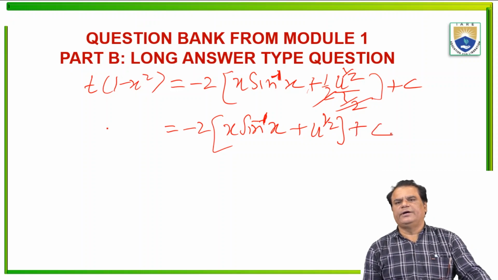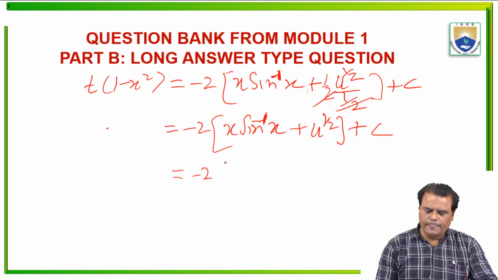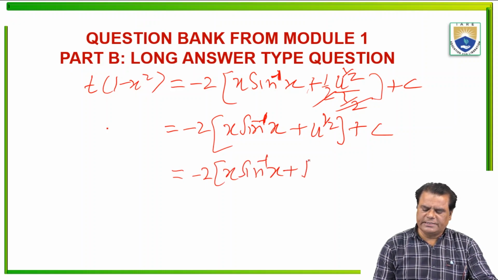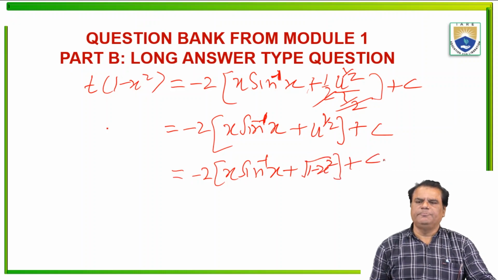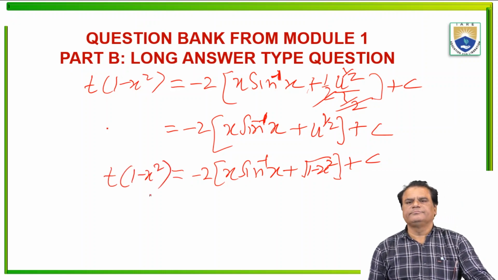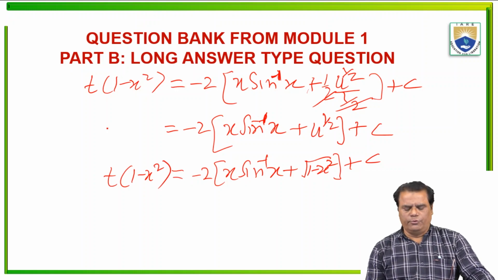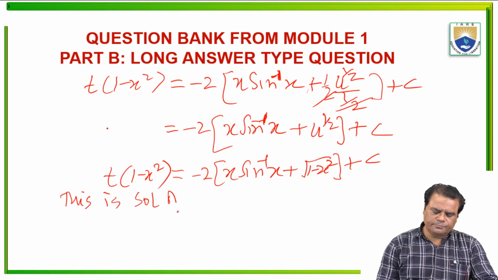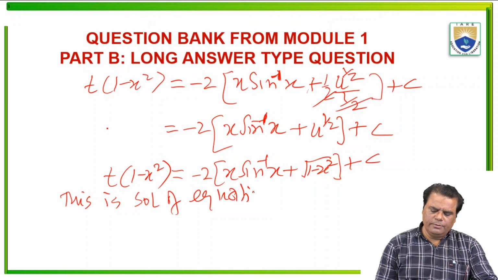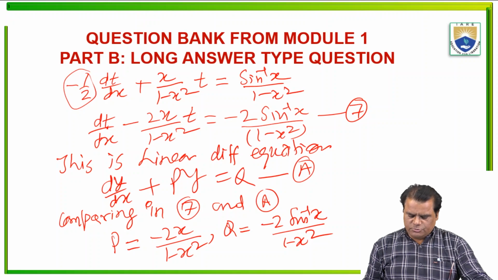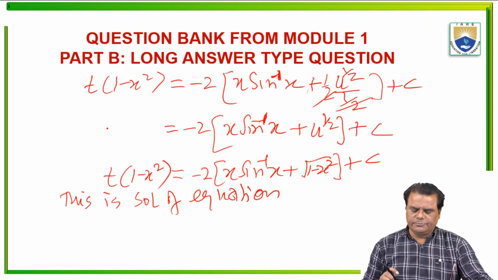Now putting the value of u here. So this is minus 2 x sin inverse x plus u, which is root 1 minus x square, and plus c. So this is t into 1 minus x square. This is the answer of equation number 4. This is the solution of equation 7.